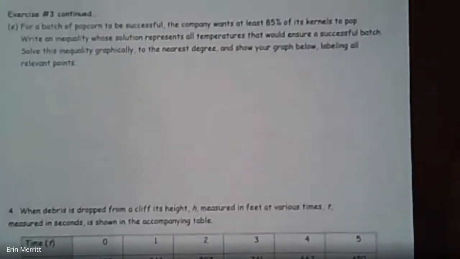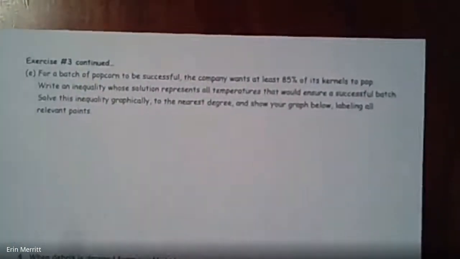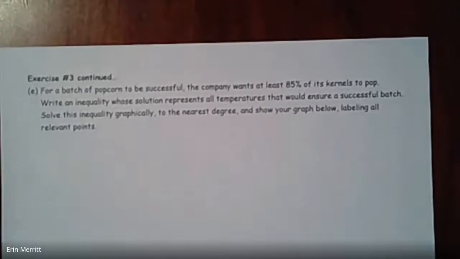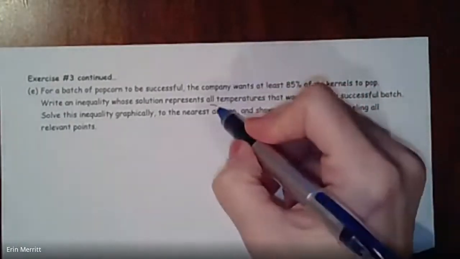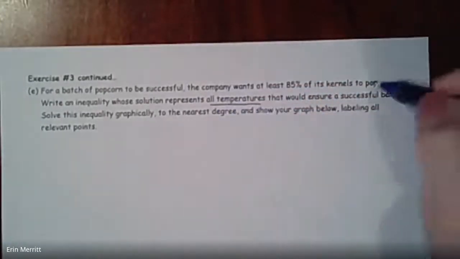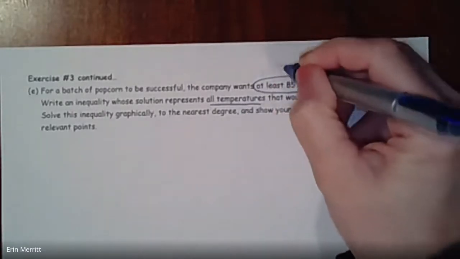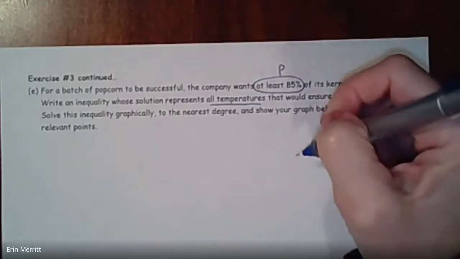All right, there's one last piece of this particular problem. When you bring it on over to the next page, it says for a batch of popcorn to be successful, the company wants at least 85% of the kernels to pop. All right, write an inequality whose solution represents all the temperatures that would ensure a successful batch. All right, so we want it to be at least 85%. So that's the p-value, all right?